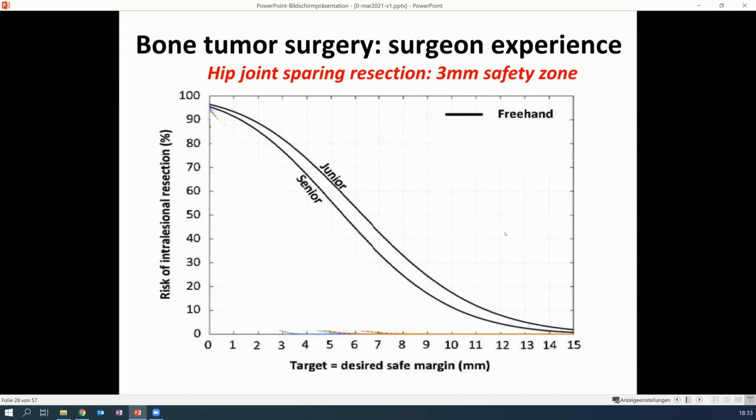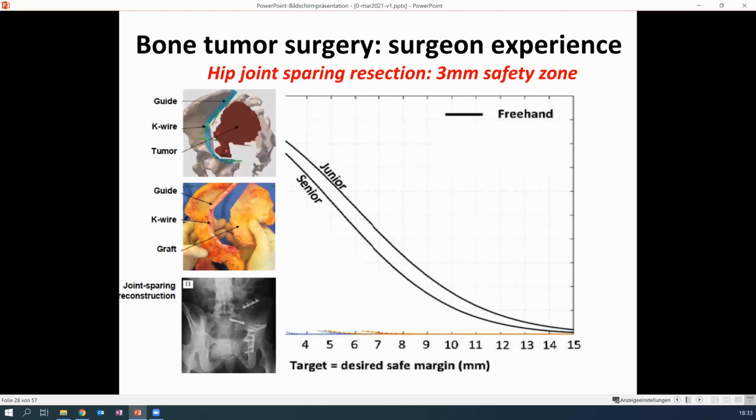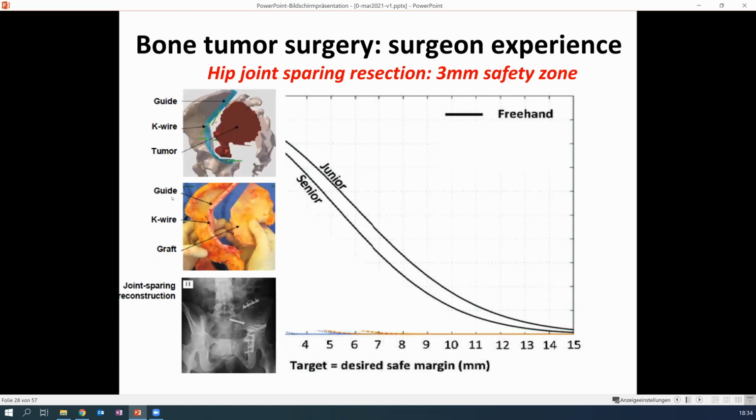Okay, how about the difference between junior and senior surgeons? So let's remember, this graph shows you risk of intralesional resection. That means how much you go outside the margin. If you have no margin, the risk is almost 100%. The bigger the margin, the lower the risk, obviously. And then this is what happens with freehand senior and junior surgeons. You see that they're pretty close. The larger the margin, the lower the risk, in the way that these curves show. This is how this was evaluated. This is the risk, and then the X-rays to do that.